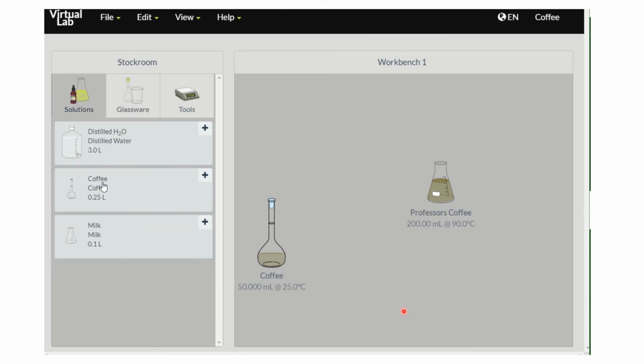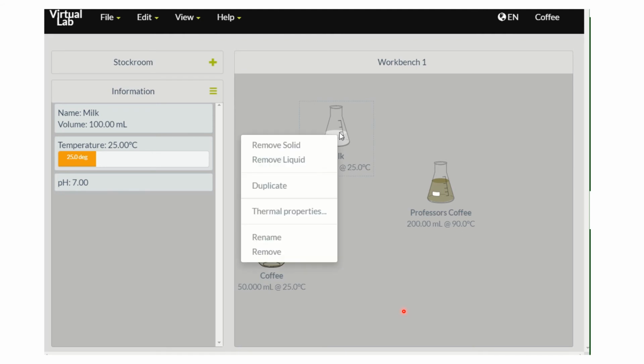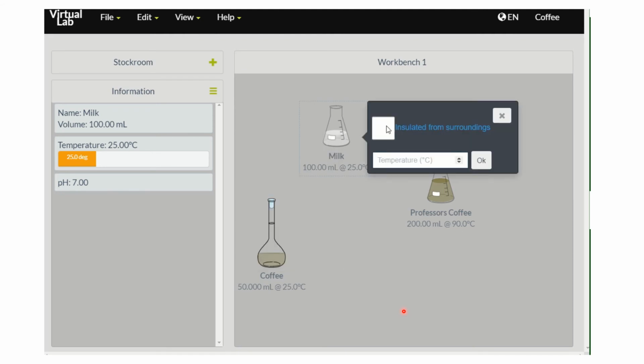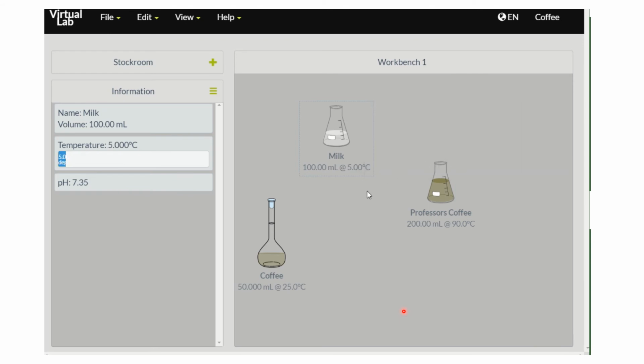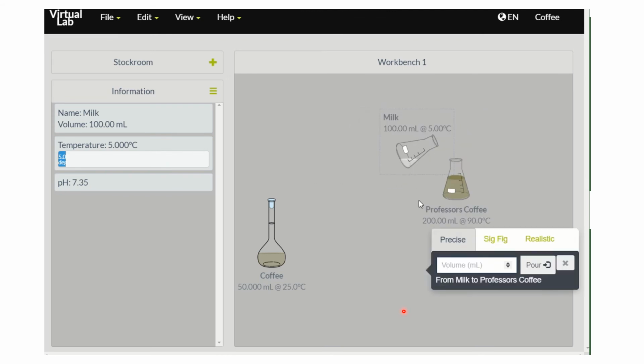Next, I'm going to grab the milk. And you also need to adjust the temperature of this. For my specific prompt, it told me it was at 5 degrees initially. So now you have everything ready to add your milk to your coffee, and they're both in closed environments, and they're both at the specific temperatures that you're starting with.